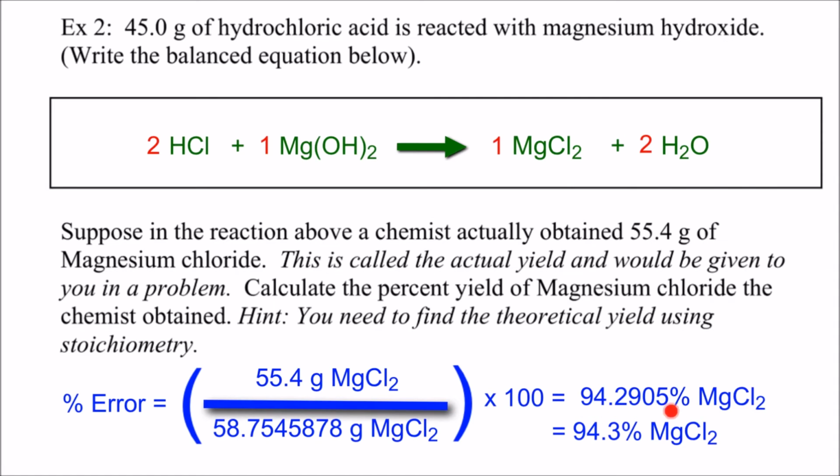So that gives us 94.2905, and there's a whole bunch more numbers. But since our beginning information, our given, had just 3 sig figs, that means our answer can only have 3 sig figs. So we come up with 94.3% magnesium chloride. And yes, you do need to include the percent sign, and you need to say what it is the percent of, and we were finding percent of magnesium chloride. This is considered the unit for your answer, and without it, it's a naked number, and we're going to have to mark it wrong.